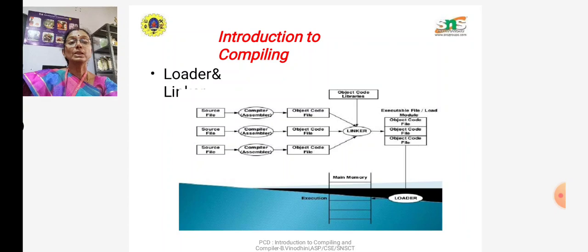Finally the loader loads the program. After that the operating system executes the program. So this is how the language processing system is done for every language in our computer system. For that we require translators like the preprocessor, compiler, assembler, linker and loader. Now you know how to convert our language into machine code. Thank you.